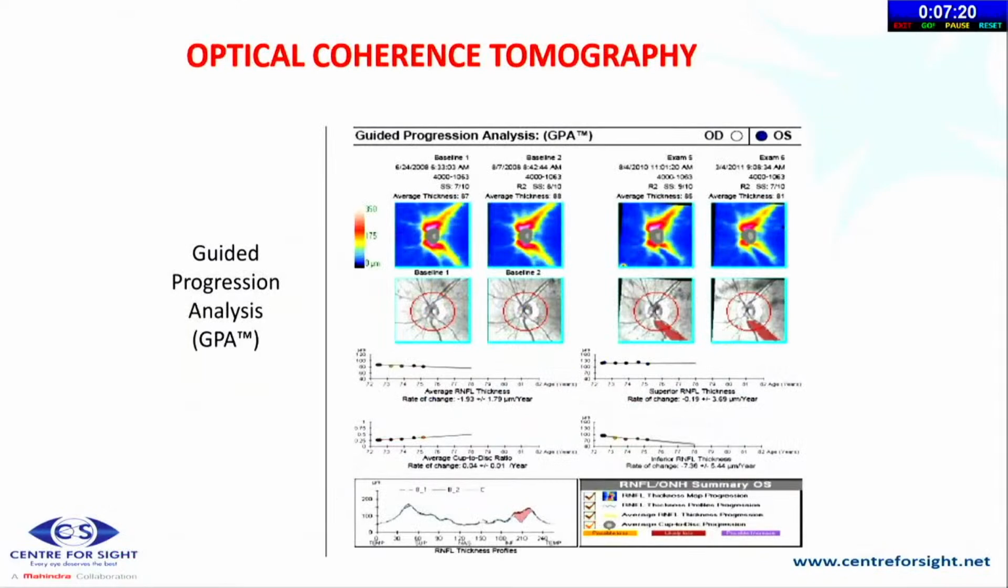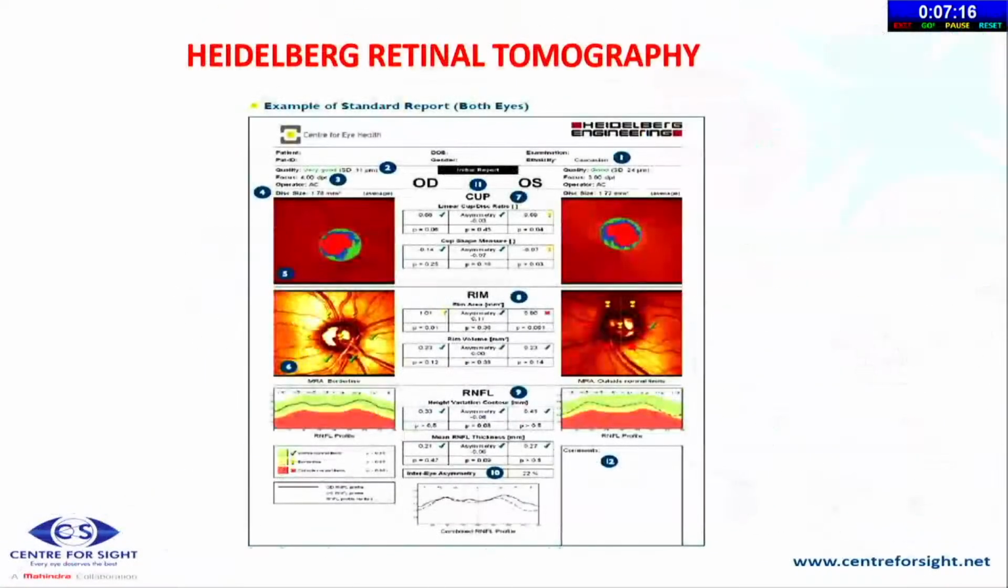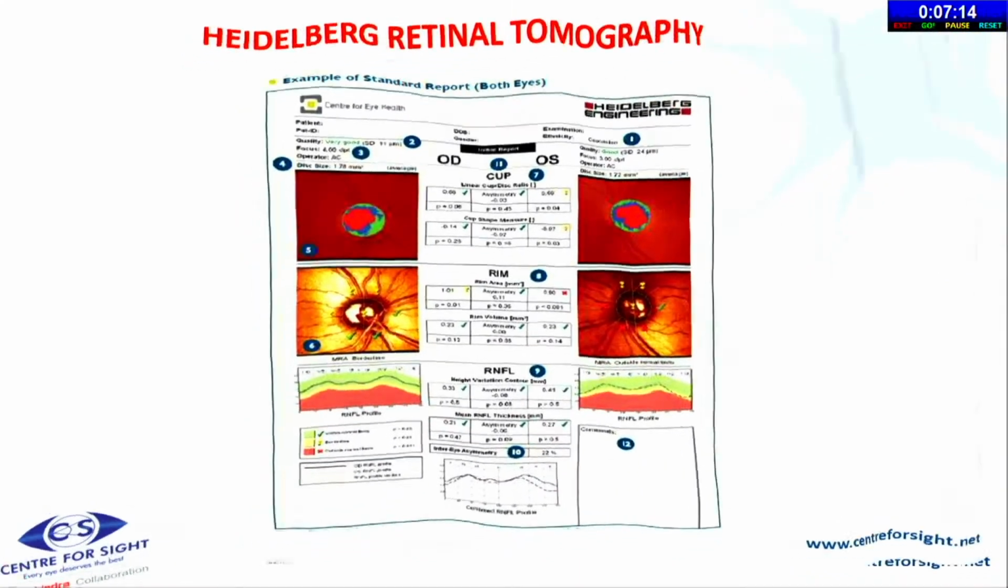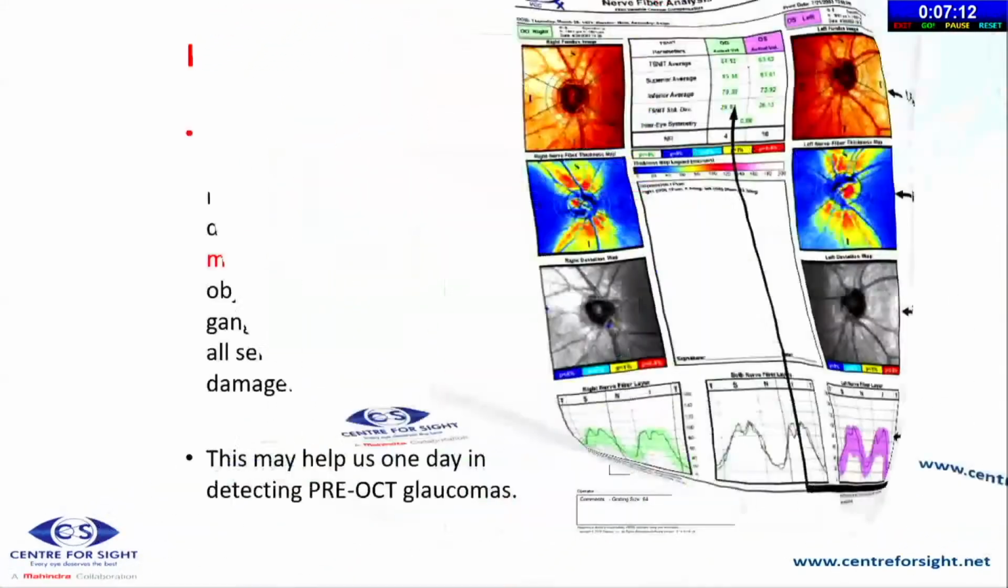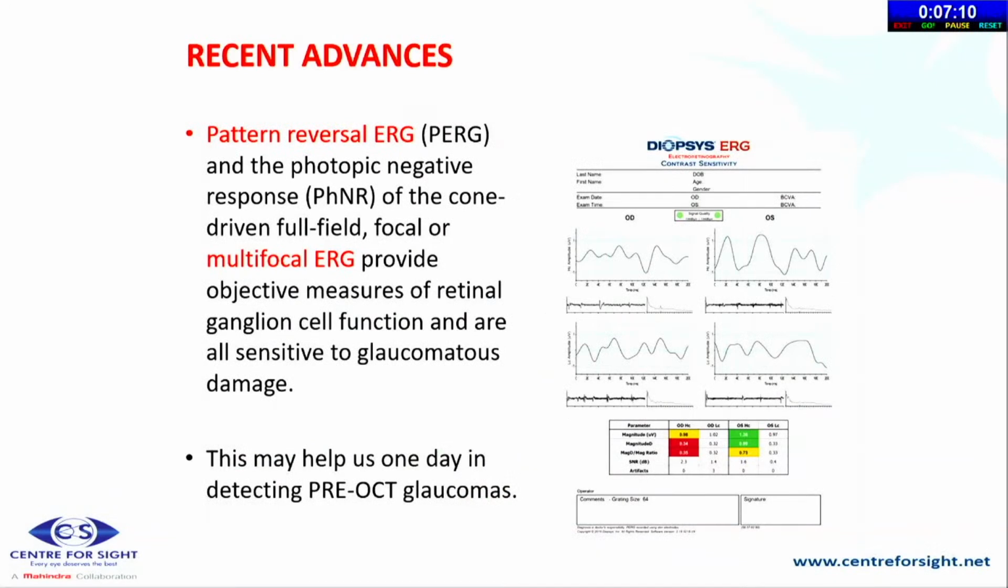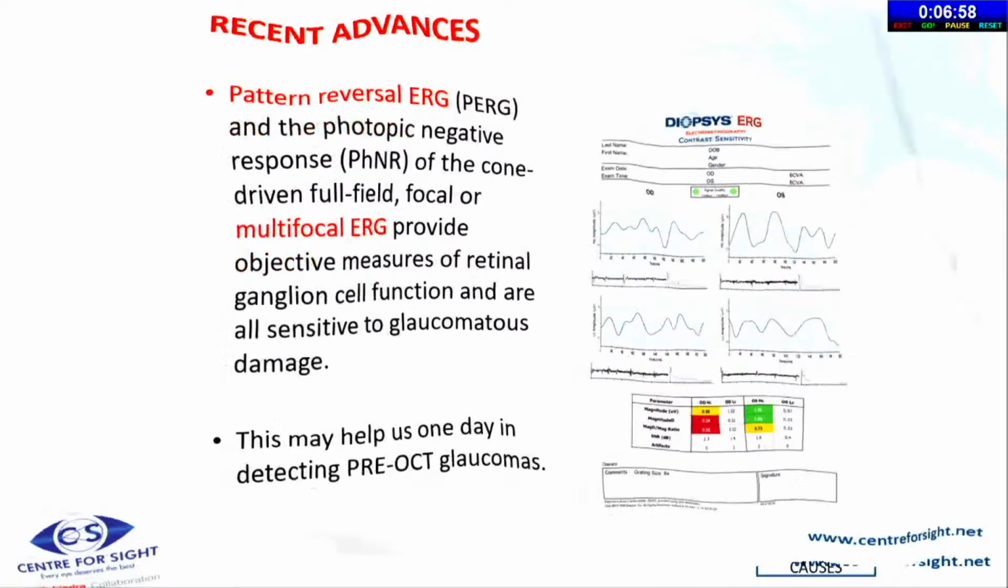You have guided progression analysis in OCT as well. This is how the printout looks like. You need to identify this. This is the HRT printout and the GDx printout. More recent advances that you can mention again in your exam papers are pattern reversal ERG and multifocal ERG, which may one day help in detecting pre-OCT glaucomas as well.